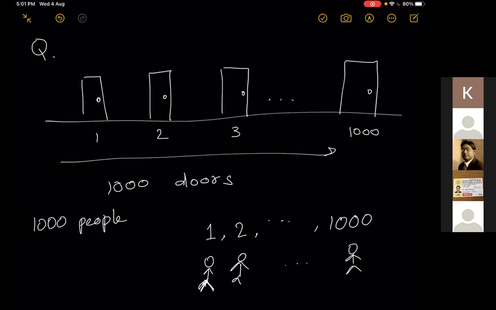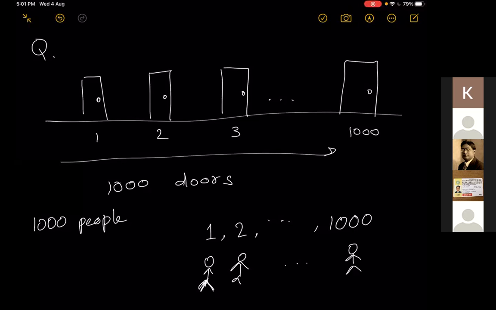Now person number 3 comes and only changes the state of doors which are divisible by 3. Door number 3 was open, so he closes it. Door number 6 is closed, he opens it. Door 9 is open, he closes it. Then 12 is closed, he opens it, and so on. Similarly, all 1,000 people do that. Person number n opens or closes the doors which are divisible by n. So person number 50 only touches doors 50, 100, 150, 200 and so on. Each person closes a door if it was open, and opens it if it was closed.